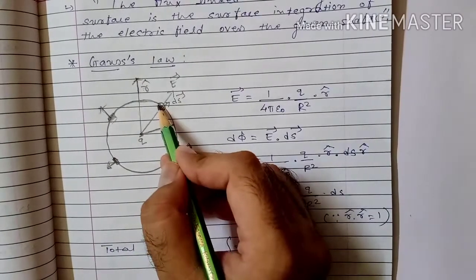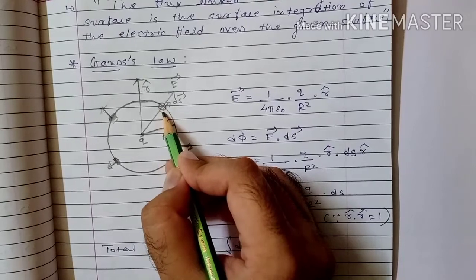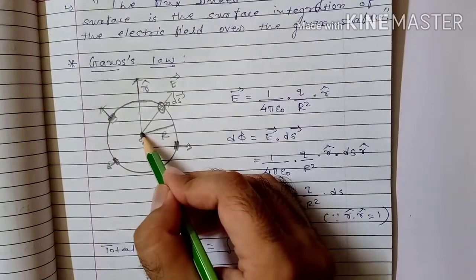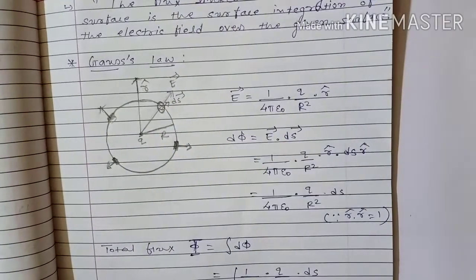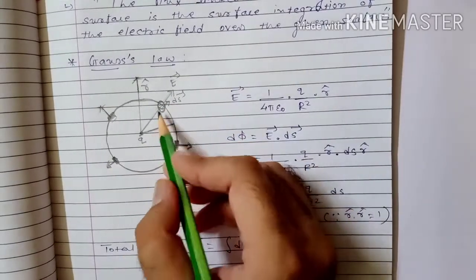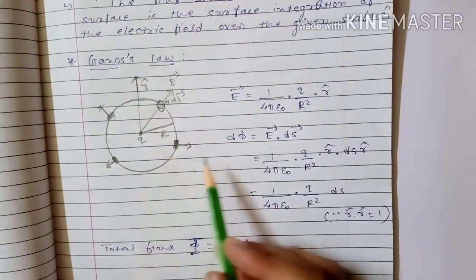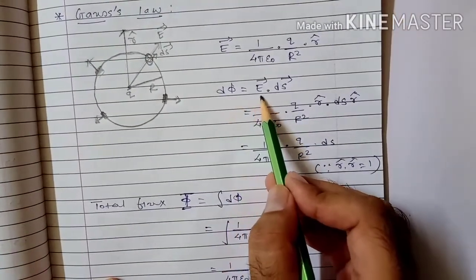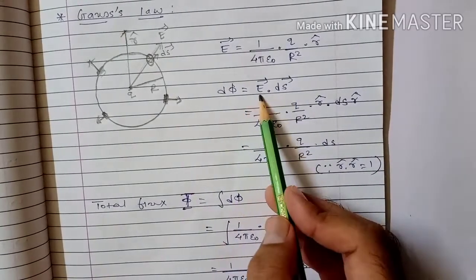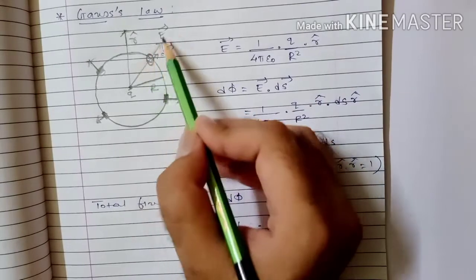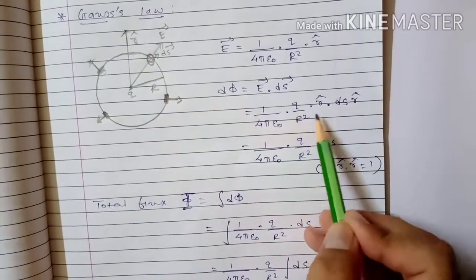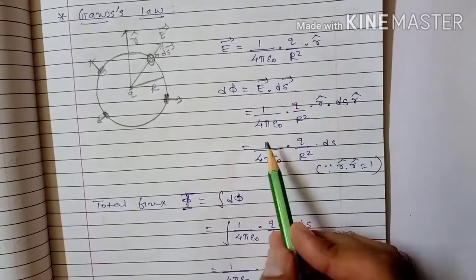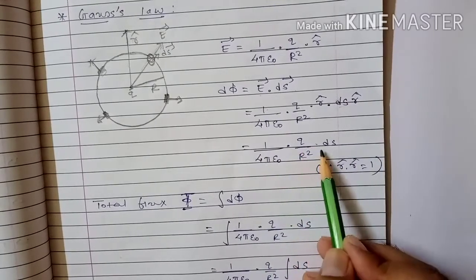Now if we have to find the electric flux associated with this small area element, here I have considered a small area element. For this, due to this point charge, electric field is radially outward, and the area vector is also in the same direction. So we can write the electric flux linked with this small area element, d phi, is equal to E vector dot dS vector. E vector is in which direction? In the direction of r cap: 1 upon 4 pi epsilon naught q by r square into r cap, dot dS vector. dS is also in the same direction, dS r cap. So we can write 1 upon 4 pi epsilon naught into q by r square into dS.